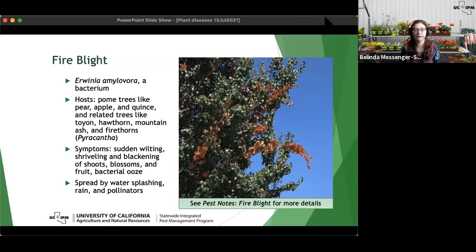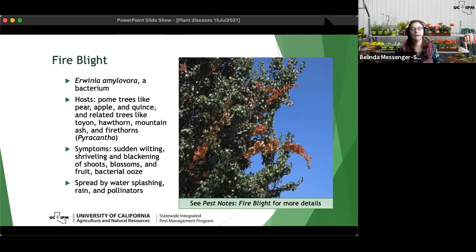You want to manage this disease by paying attention to water. Don't water when the tree is in bloom, and don't splash that water. Remove diseased branches in the summer when it's dry. Fire blight is best managed by planting plants that are less prone to infection. We also have a whole pest notes on fire blight, as we do on many of these plant diseases.